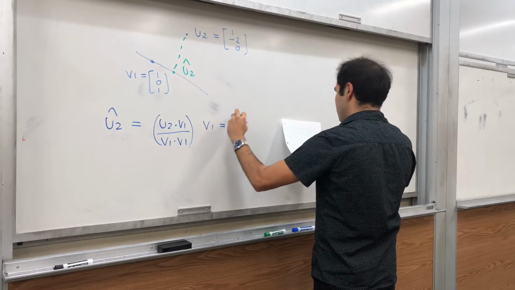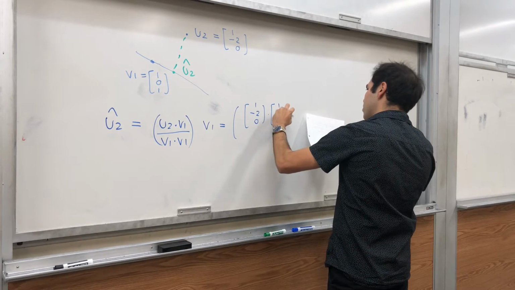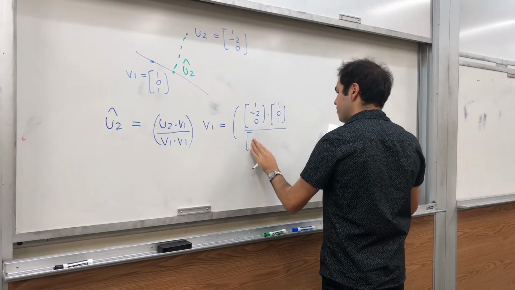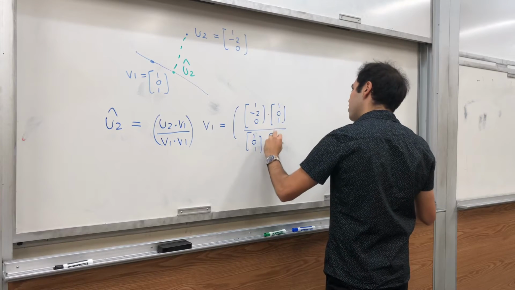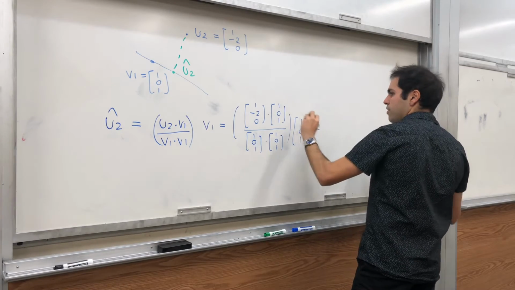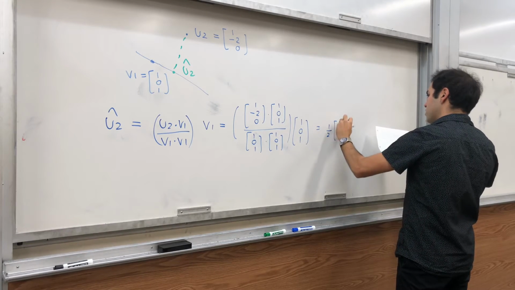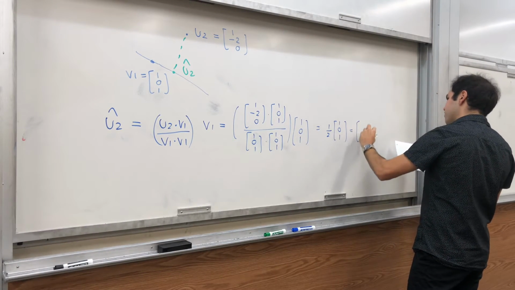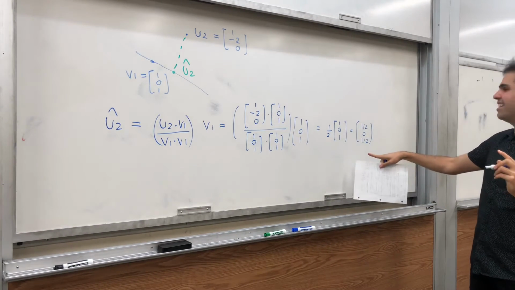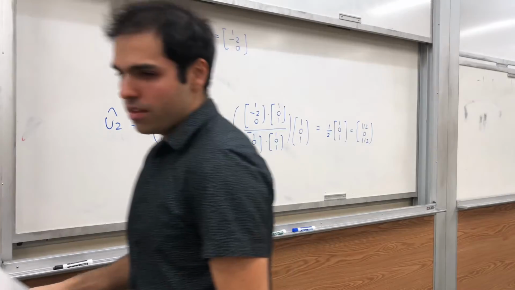In other words, this becomes 1, minus 2, 0 dotted with 1, 0, 1, over 1, 0, 1 dotted with 1, 0, 1, times 1, 0, 1. And if you do this, you just get 1 half times 1, 0, 1. And that's 1 half, 0, 1 half. Careful, do not rescale that vector. That would be wrong.